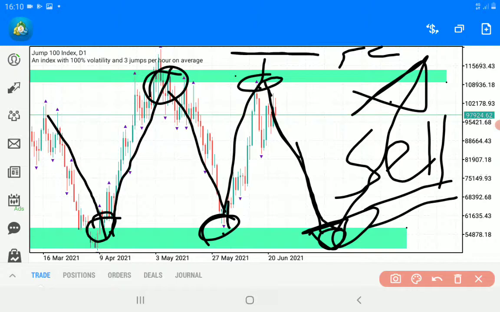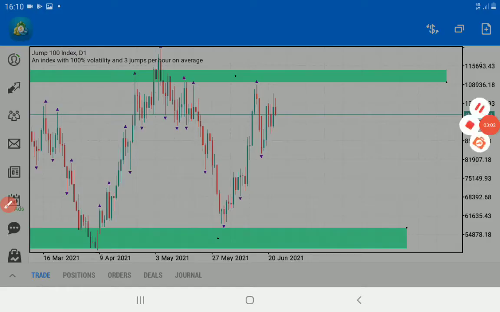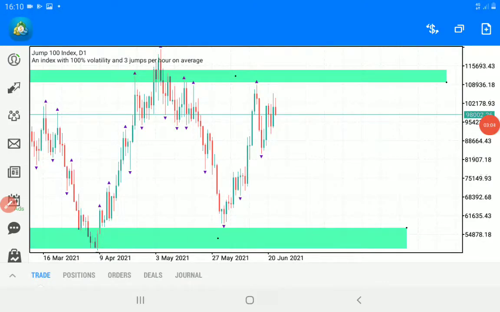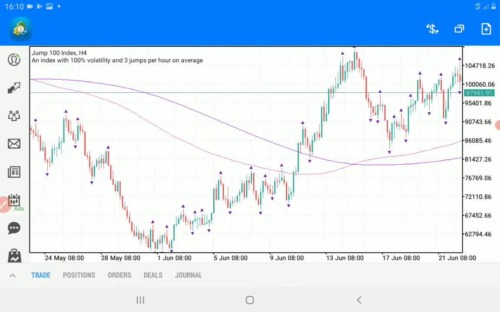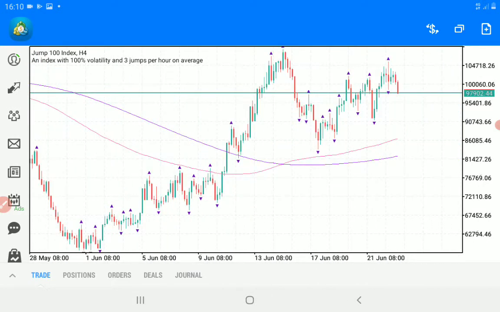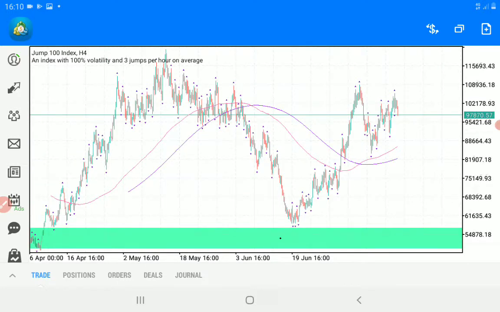So now let me just go to a 1 hour time frame and see what information it has for me. Okay, let me just go to the 4 hours time frame first. Okay, 4 hours time frame. Here is what we are having on a 4 hours time frame.